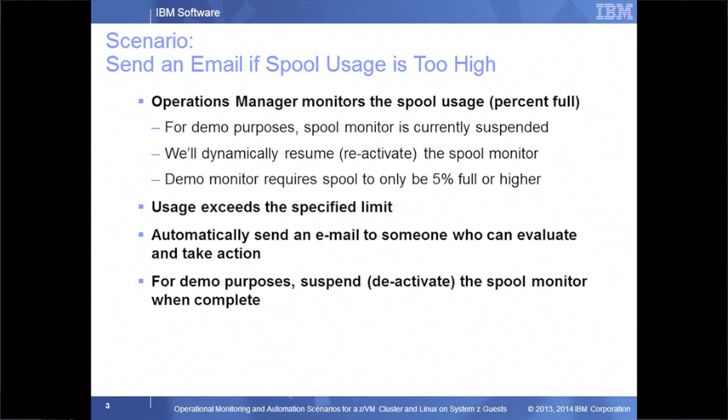So I'm going to have the monitor suspended to start with, which is the state it's in right now, and then I'll dynamically resume or reactivate the monitor, and you'll see me do that. So right now the monitor is suspended. It's not active, but it's defined. I will activate the monitor. Operations Manager will start monitoring the spool. It will see that the usage has exceeded the specified limit of 5%, and it will send me an email. Now, when I'm done, I also should deactivate or suspend the spool monitor so that I don't continue to get emails.